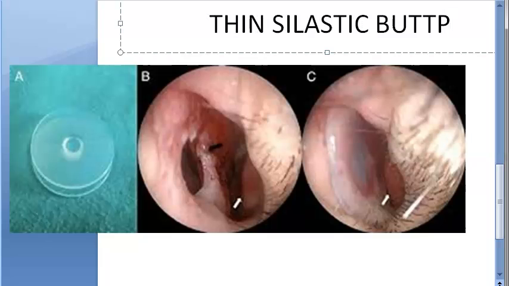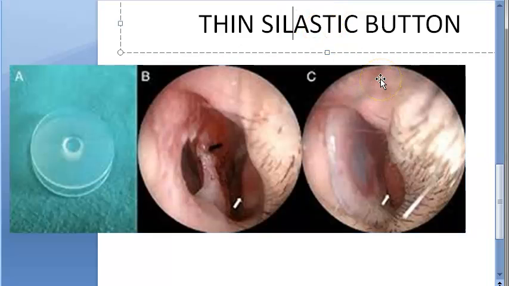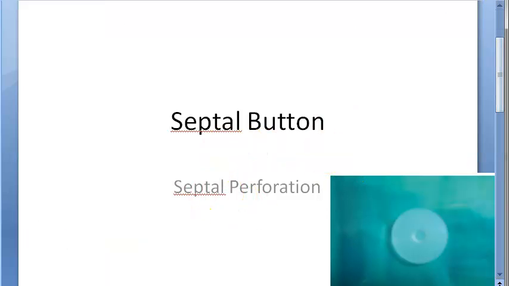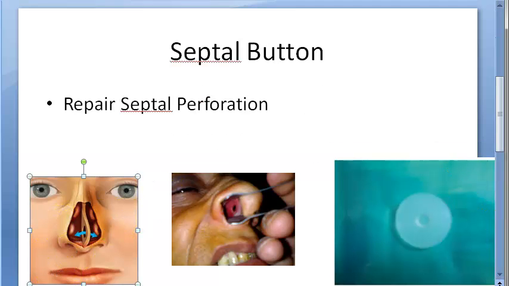Actually, this button is a button that from two sides you can open and press them together. So that kind of a button. They are putting one from this side and one from the other side, and they are kind of buttoning it up. Interesting, right? This is worn to get relief from the symptoms. Silastic, it's silicone plastic, you can say, Silastic button, or it's also called septal button. Treat what? Septal perforation.